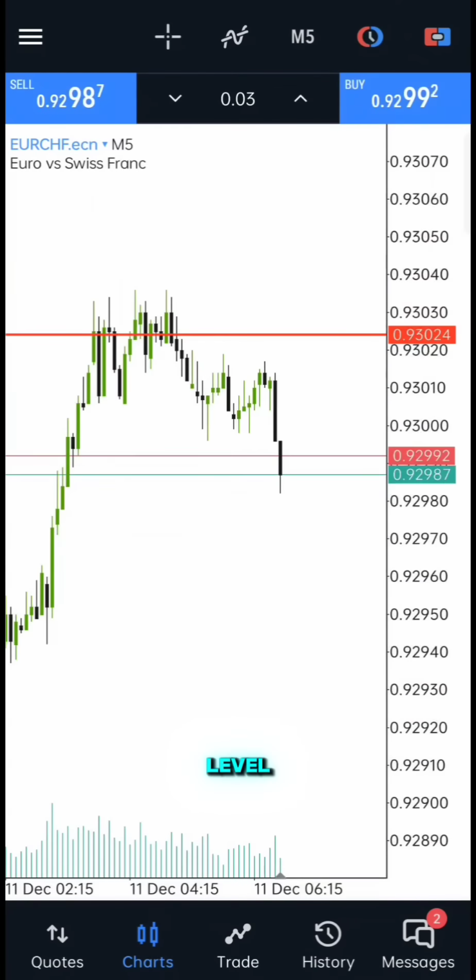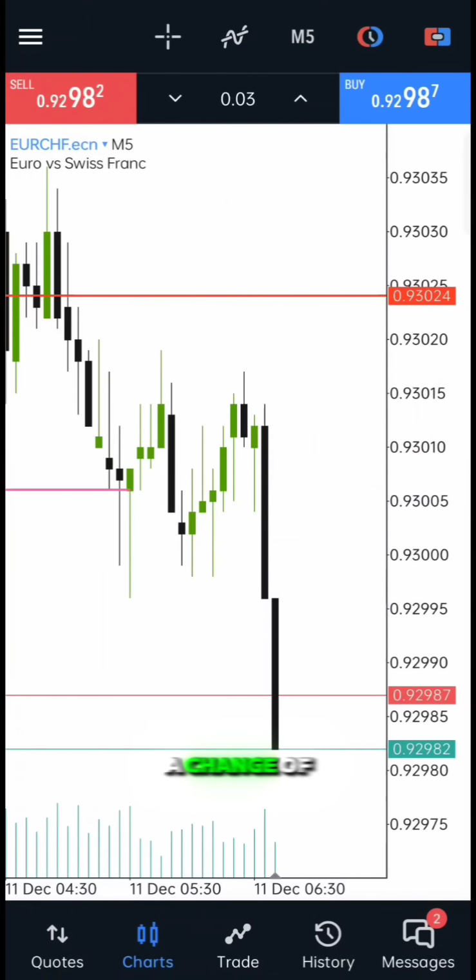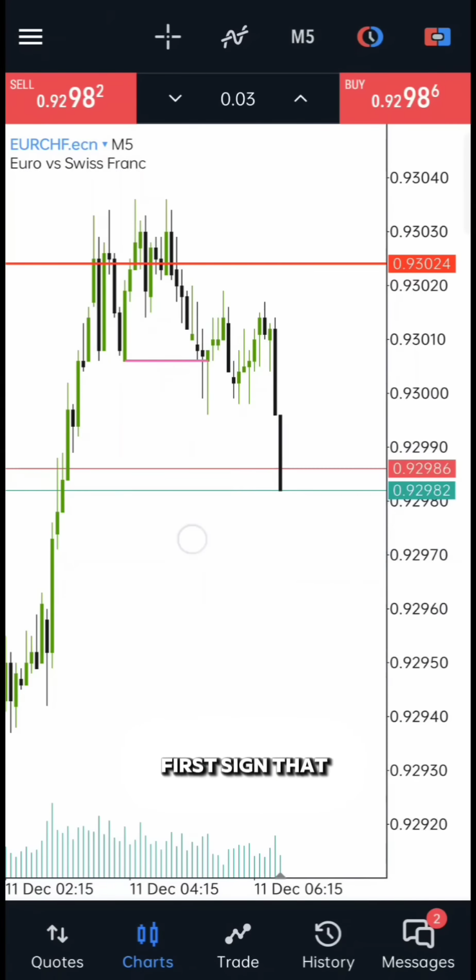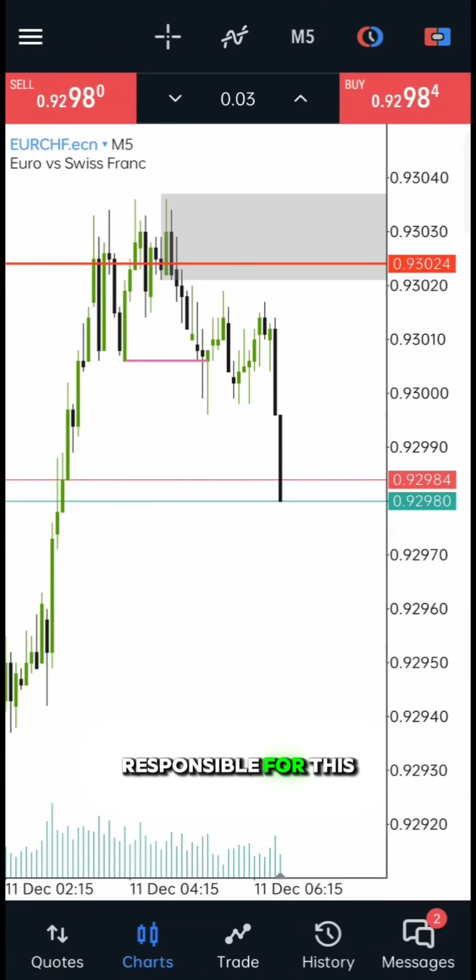After sweeping the liquidity, the price has developed a change of character by breaking the most recent lower low. For the market to move either bullish or bearish, a change of character or shift has to happen beforehand. This is the first sign that the market has reversed its direction. This is now our first order block zone, responsible for this change of character.